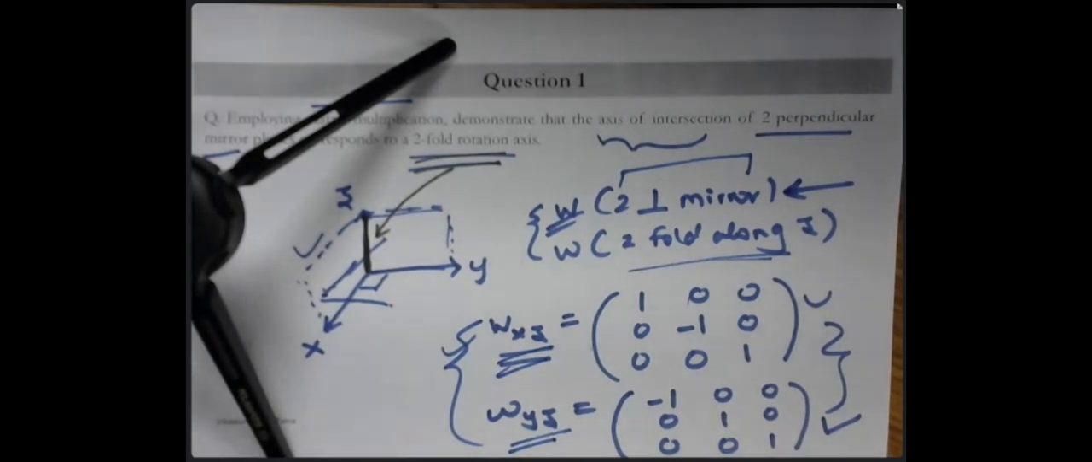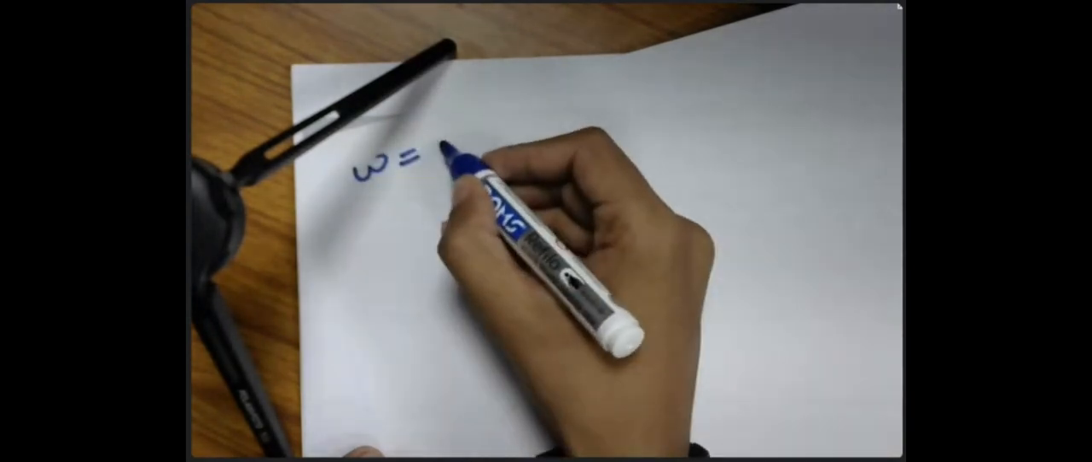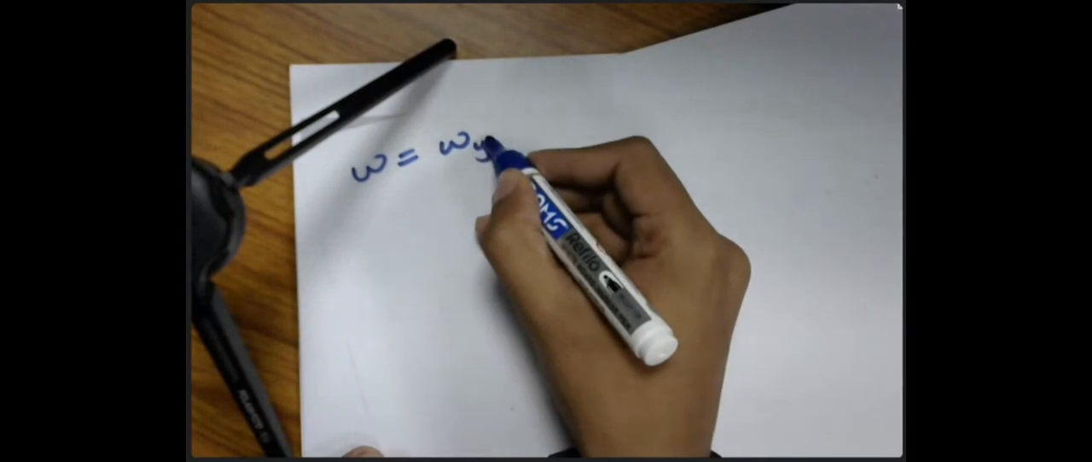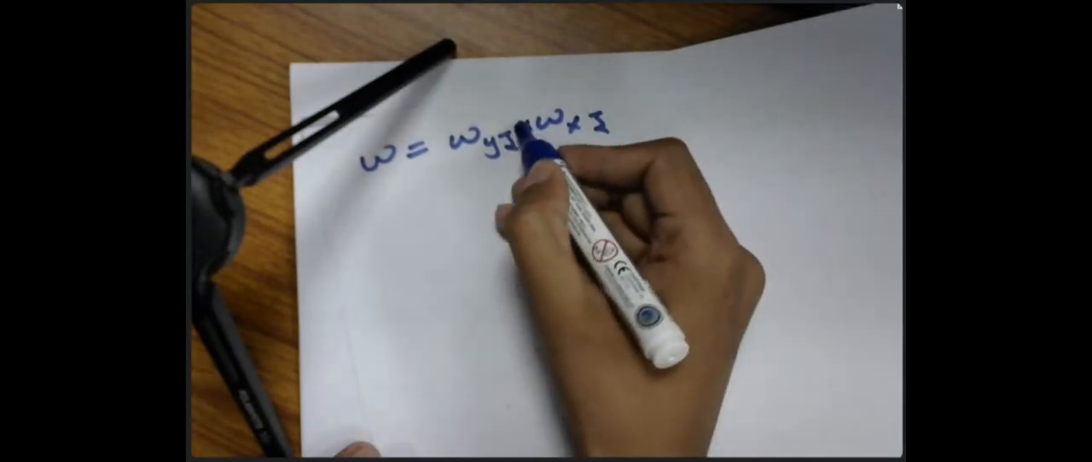I will write this symmetry transformation matrix on the next page, and we'll try to multiply it. Okay, so let's start. We need to write W, which is nothing but W of YZ and W of XZ. We need to do their multiplication. Let's write it.